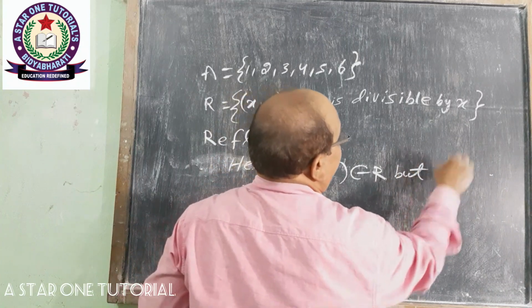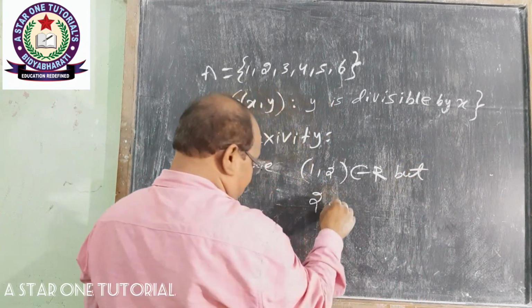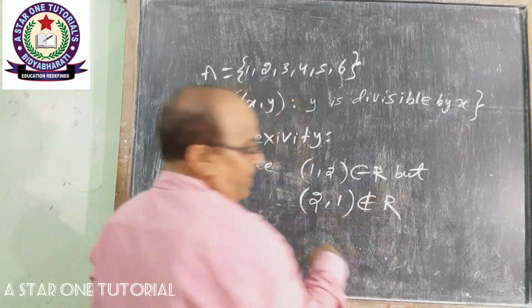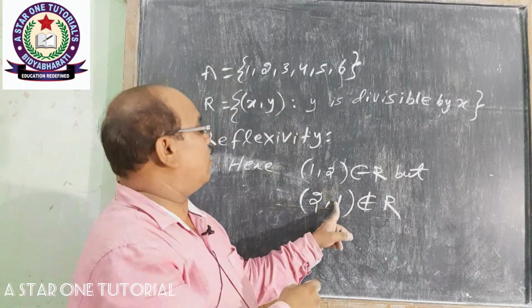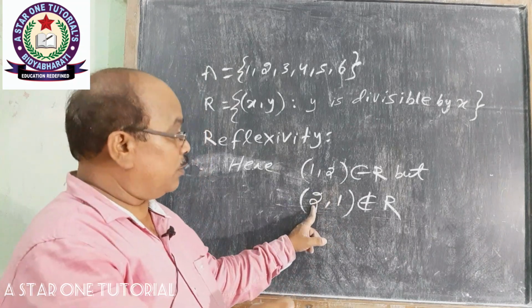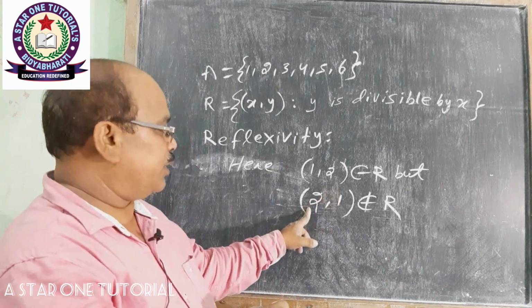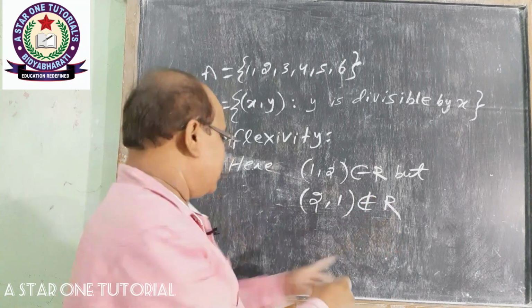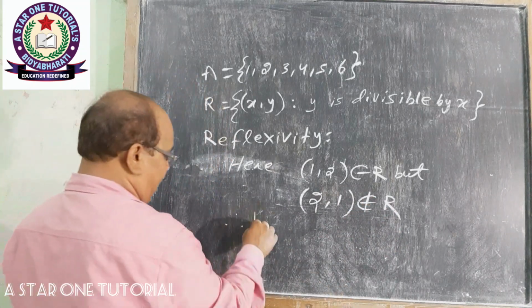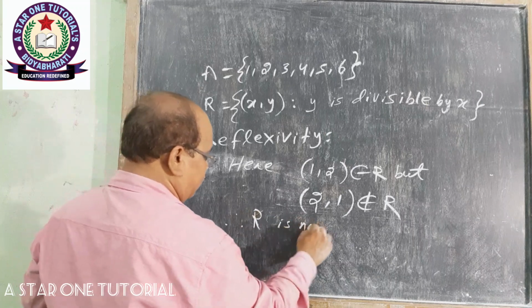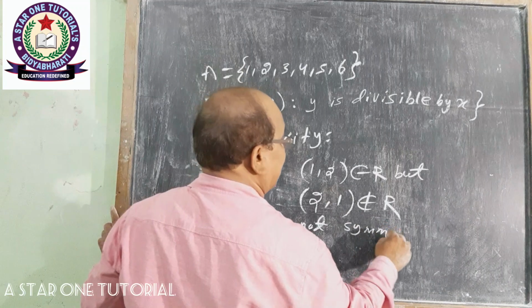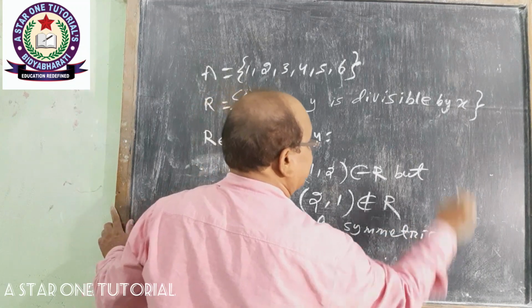But the ordered pair (2, 1) does not belong to R. Why? Because 1 is not divisible by 2. Therefore, the ordered pair (2, 1) does not belong to R. Therefore, we can say that R is not symmetric.